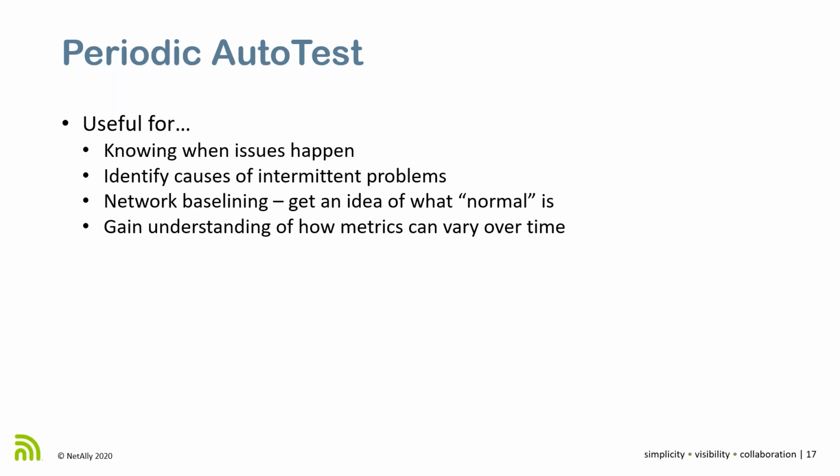It's also a really great way to understand baselining of your network. That's a key capability, knowledge, I should say, to know what normal is on your network. The worst thing is to not know what normal is when you're troubleshooting and finding a problem that may have been in existence for a long time, and you waste your time trying to troubleshoot that. So knowing what normal is and knowing how those metrics can vary over time. A couple of key purposes behind auto test.